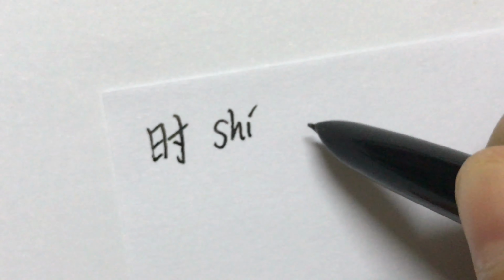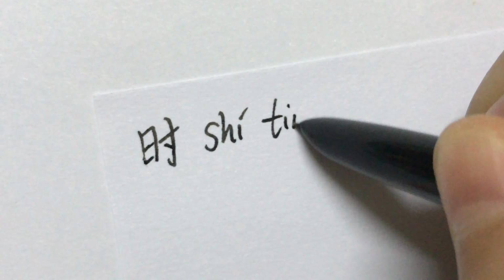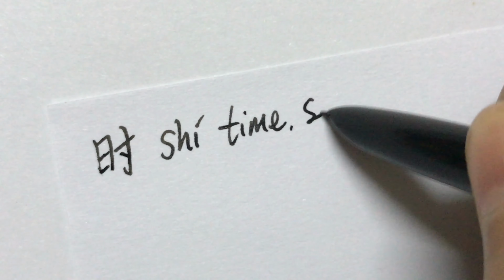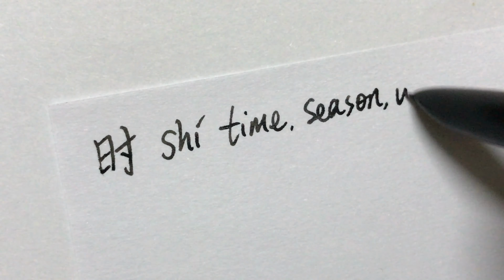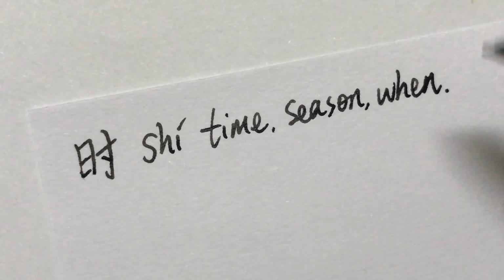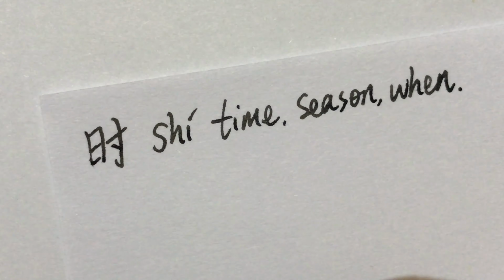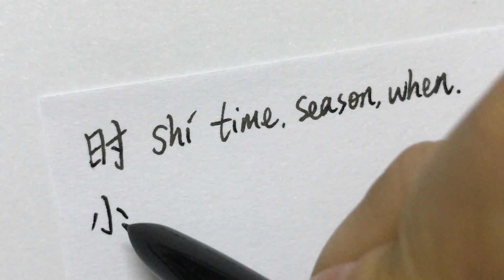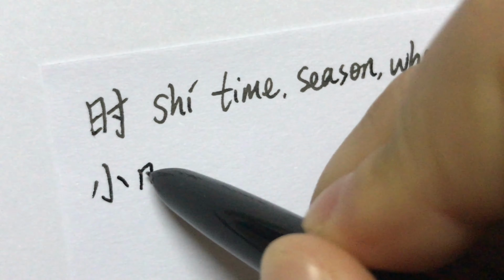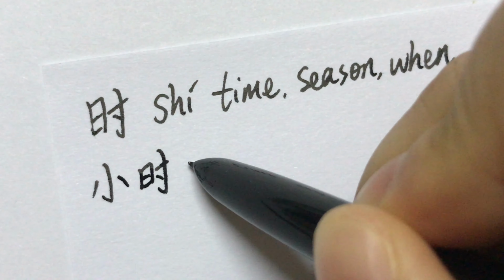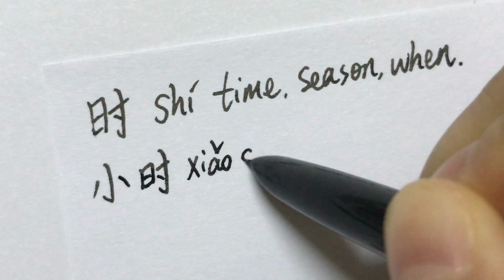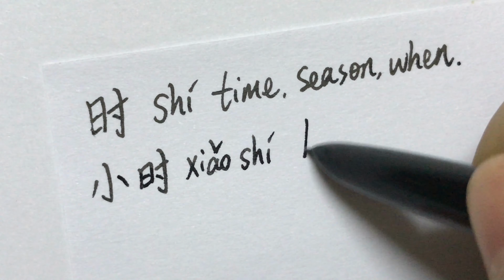十. It means time, season, when. For example, 小时. 小时, hour.